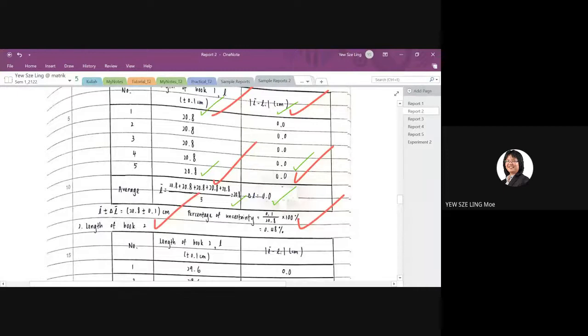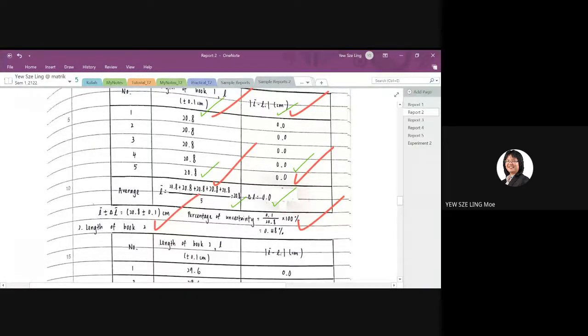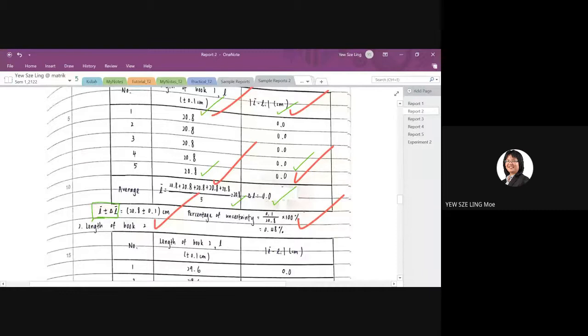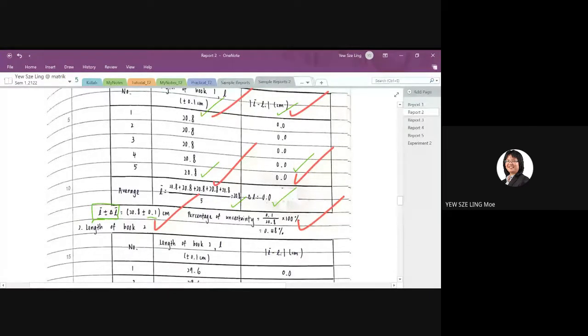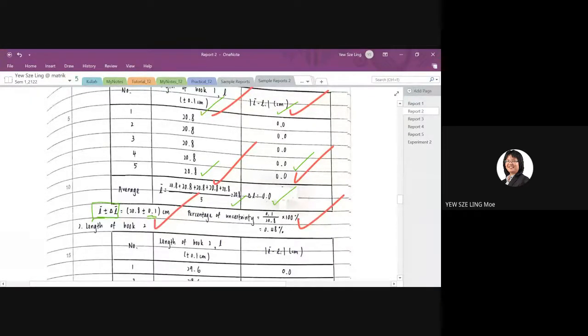Just that when you write down L plus minus delta L, remember to change 0.0 to 0.1. Because 0.1 is the sensitivity, the smallest uncertainty that we can have based on our experiment. It is impossible to get delta L equal to 0.0. So here you got 0.0 just, I would say, coincidentally. It doesn't mean that there's no error in your reading. So if you calculate using this table and obtain delta L equal to 0.0, that is fine.